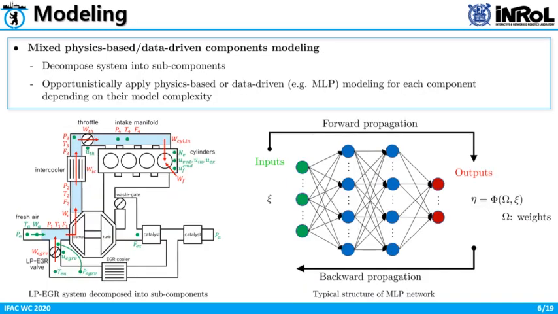We now explain the proposed methods. Let me start with the modeling. For modeling, we decompose the system into subcomponents, as in this figure. And we opportunistically apply physics-based or data-driven modeling for each component, depending on their model complexity. For the data-driven modeling, we utilize multi-layer perceptrons, which is known to be able to approximate fairly rich class of functions.